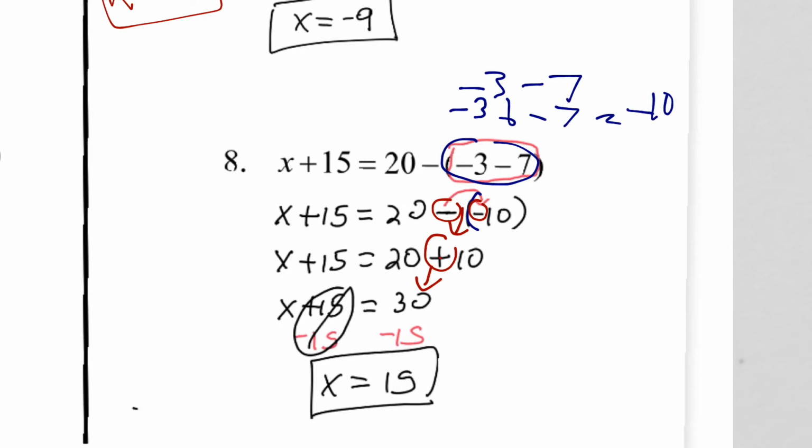Okay. So now I look at the 15. The 15 is like, dude, you got to go. The opposite of positive 15 is subtract 15. So once I subtract 15, it's like, you are gone. But I have to do it to the other side. And 30 plus negative 15, or 30 minus 15, is 15. All right.